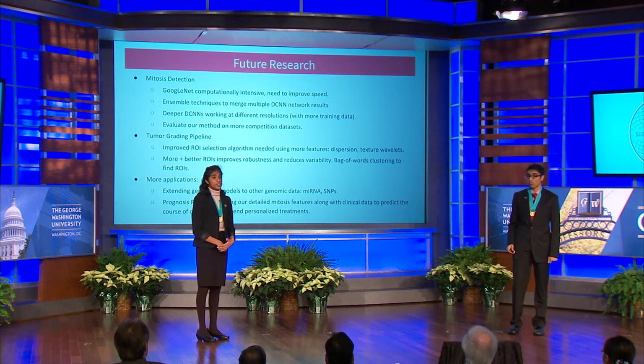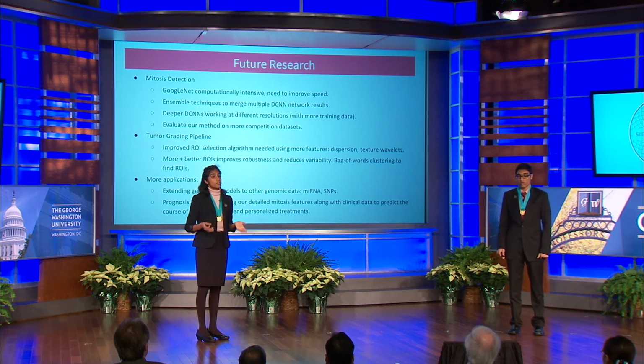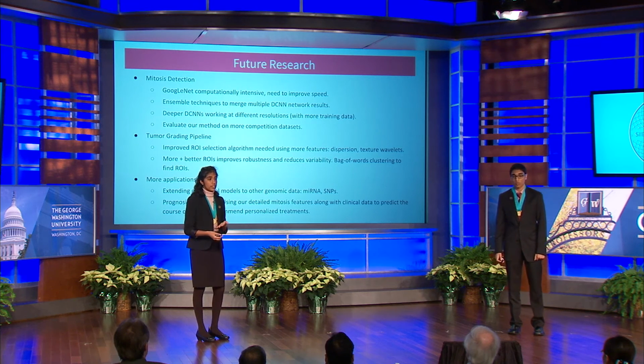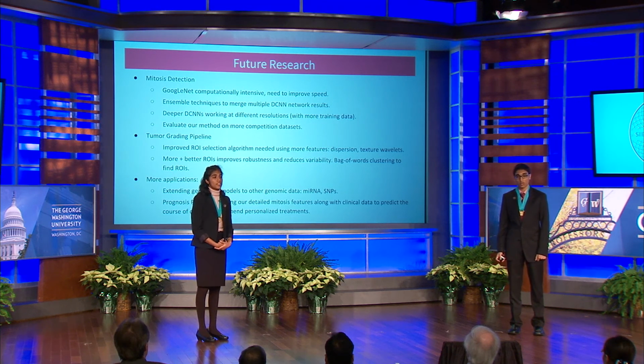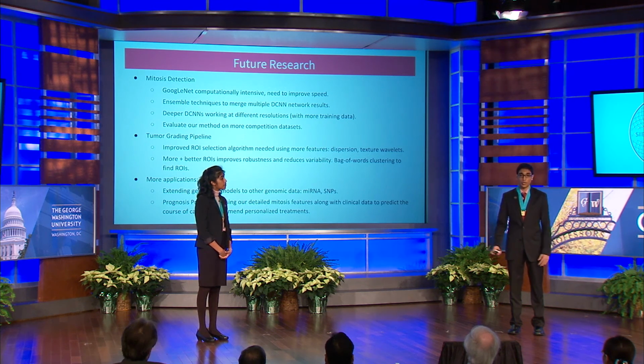And due to the computational intensity, we weren't able to examine the entire whole slide image. Instead, we had to randomly sample regions of interest. So we plan to build a more robust ROI selection algorithm that reduces this potential variability by examining more detailed image features and doing bag of words clustering to find the representative ROIs. Our work can also be extended to use our detailed mitosis features to predict the course of cancer and even possibly recommend tailored treatment regimens. Ultimately, we harness the vast amount of data inside whole slide images to create a score that gives doctors accurate real-time analysis of tumor diagnostics. It's a small change, but it can make a big difference.